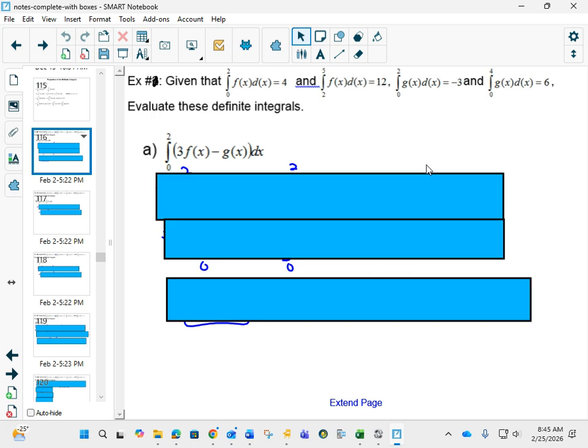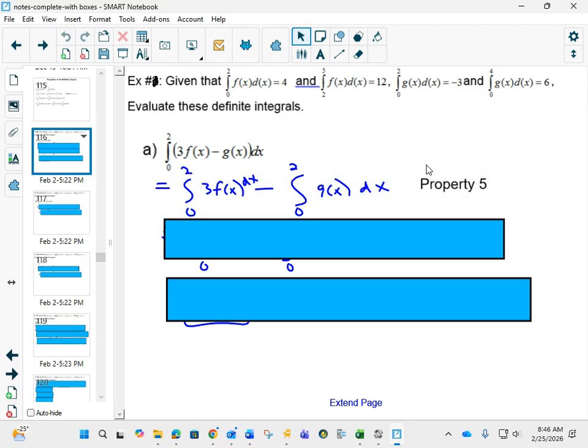So here is our first example. You know that the area under the curve from 0 to 2 of f of x is 4, from 2 to 5 is 12, on g of x 0 to 2 is negative 3, and on g of x 0 to 4 is 6. So using the properties, can we figure out what this is equal to? Basically what we want to do here is use our properties to get these things at the top exactly as we see them. So what can I do in this situation?